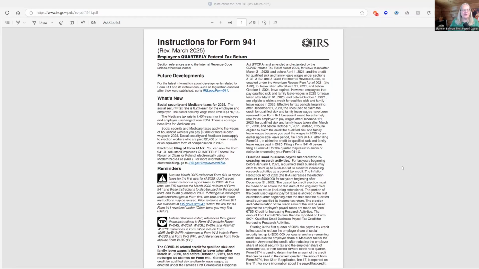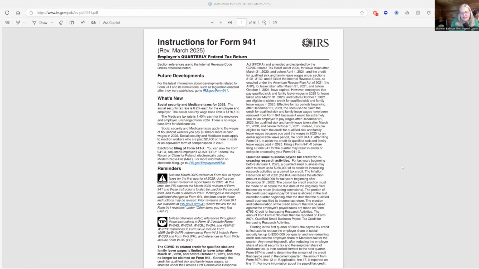All right. So the very first thing that all of the instructions that the IRS puts out has is future developments. There's usually not a whole lot of stuff on future developments. It usually sends you to a website link where you can see what legislation changes were enacted and take a look there. And the other thing that they always start out with is what's new.